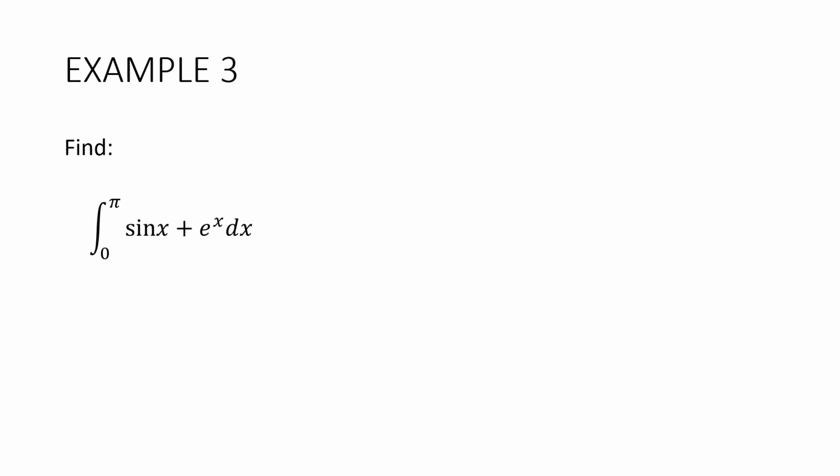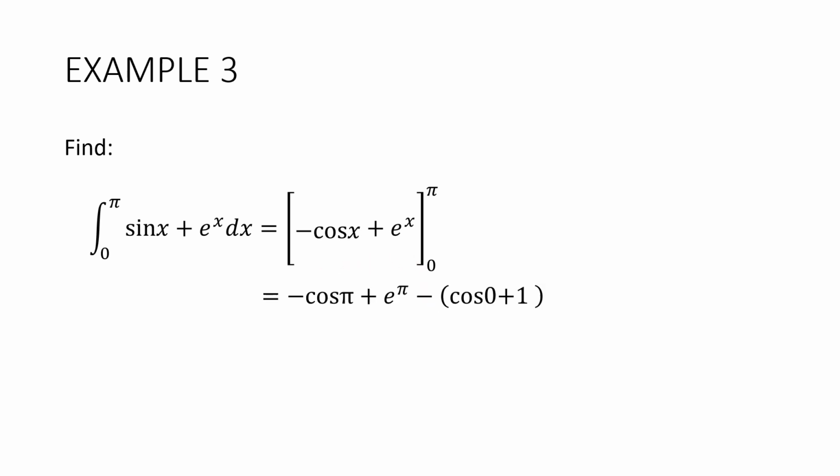Example 3, find the integral between 0 and pi of sine x plus e to the x dx. So let's integrate this. We get negative cos x plus e to the x, and our limits are 0 and pi. So let's substitute in pi, take away, substitute in 0. And we need to put that second substitution in brackets. So negative cos pi. Cos pi is negative 1 and cos 0 is 1. So we end up with e to the pi take away 1.